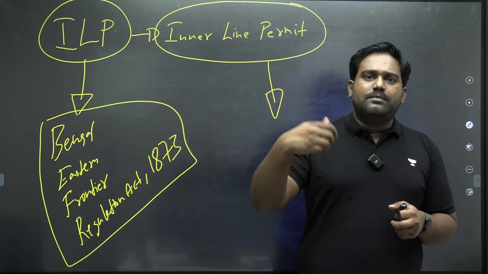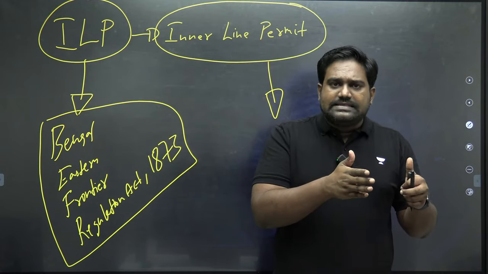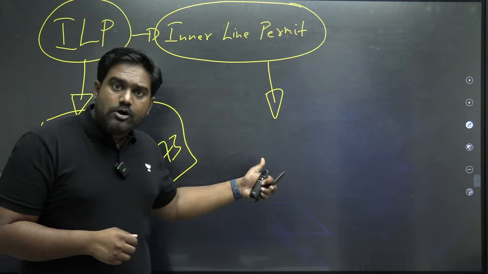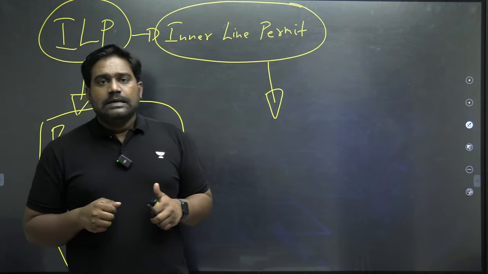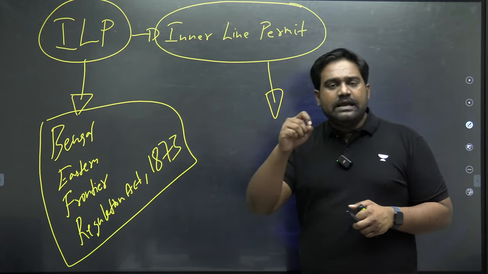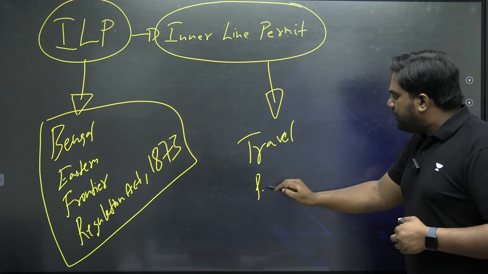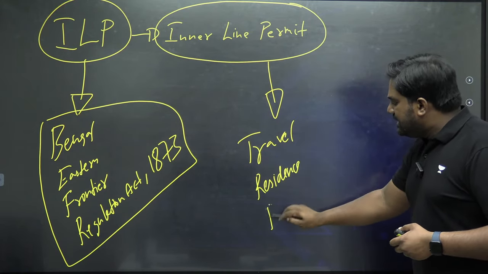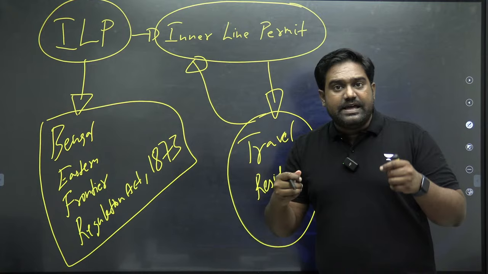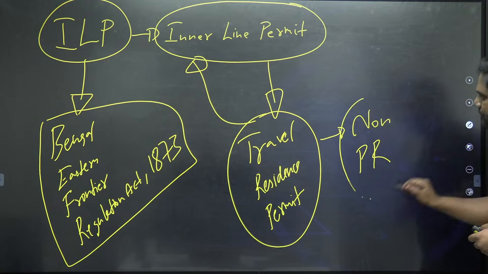Let's say you're from Delhi, you're from Rajasthan, you're from Karnataka. As a tourist or as a businessman, you want to enter, let's say, a few parts of Nagaland or a few parts of Manipur, a few parts of Mizoram, a few parts of Arunachal Pradesh, where ILP is implemented. You can't simply enter those areas. You need to get this permit. It's basically a travel permit for non-residents. It's a travel and residence permit, which allows you to enter ILP areas and even reside there temporarily if you are a non-permanent resident.